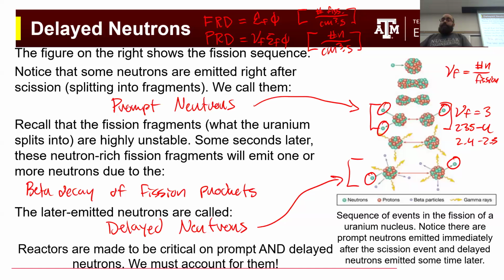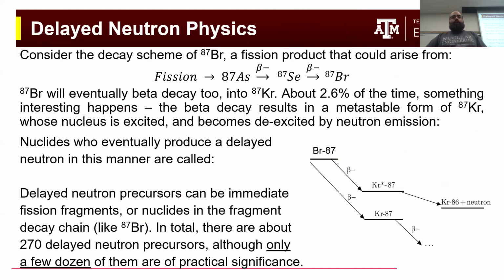And delayed neutrons are really important. When we talk about reactors being critical, they are critical on both prompt and delayed neutrons. So we have to account for them, and they are born at different time scales. The prompt neutrons have that name because they come almost immediately out of fission, whereas these delayed neutrons are born at different time scales, depending on the decay constants of the precursors that are producing them. So that's what delayed neutrons are.